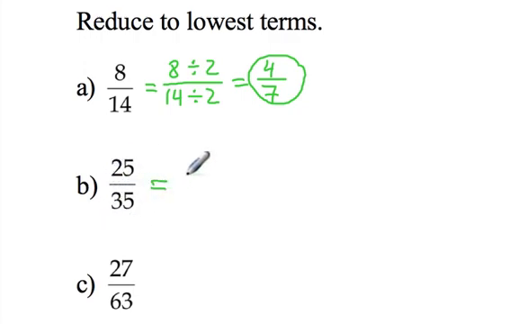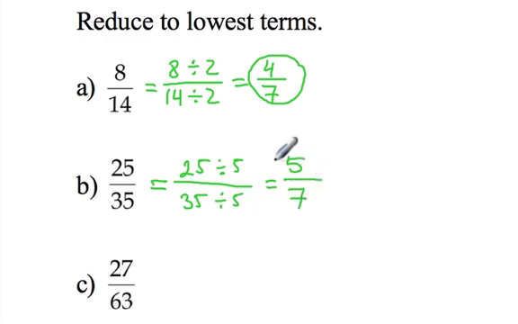25/35. Both of these numbers divide by 5, so 25 divided by 5 and 35 divided by 5. 25 divided by 5 is 5, and 35 divided by 5 equals 7. So we have 5/7. Let's check, is there any other common factor that we could divide both 5 and 7 by? And the only one is 1, so this is the fraction in lowest terms.